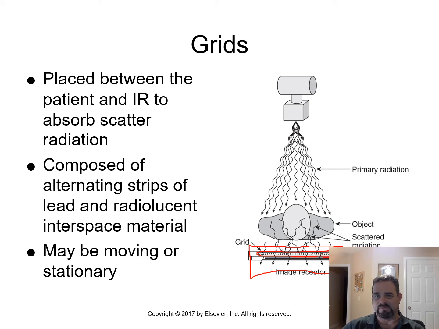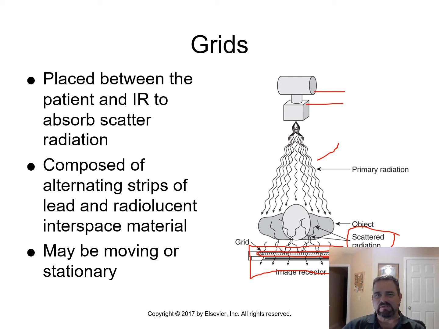Okay, as you can see here, this is your primary radiation. This is your tube. This is your collimator. Primary radiation is coming through the patient. Scatter radiation is created, and most of it is absorbed within the grid. Okay, everybody understand that? Very good.